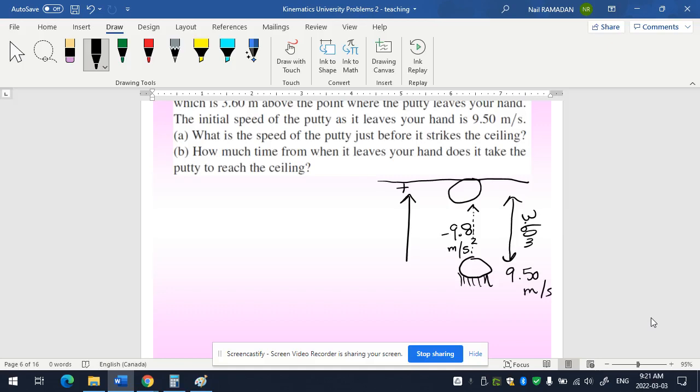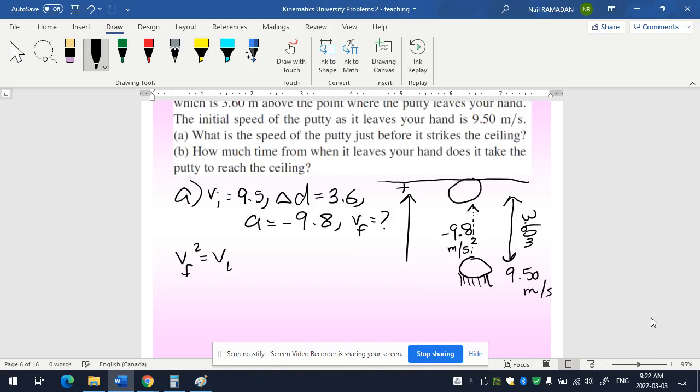All right. So for part A, everyone, VI is 9.5. Delta D is also positive 3.6. And acceleration is a negative 9.8. And we want VF. What's missing from that list? Time again. VF squared. Hey, good news. Everything we need is on the right side. All right. Initial speed is 9.5.